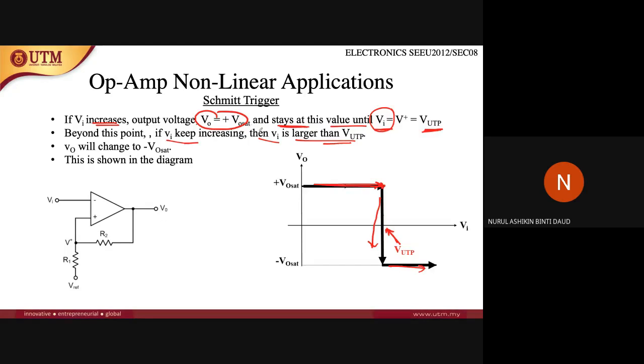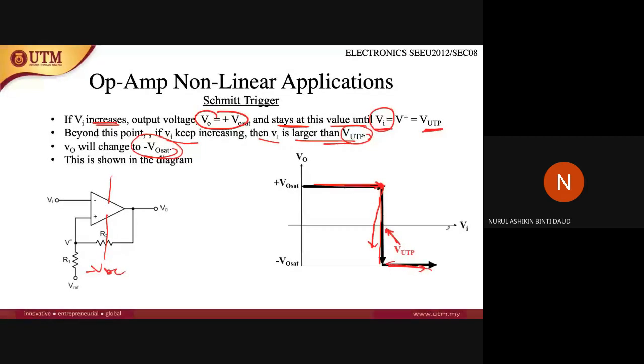Then VI is larger than VUTP, so VO will automatically change into the output saturation, the V minus, the DC minus value here, VO saturation. So for this value you will get this. Once the VI value is bigger than VUTP, it will drop and go to the VO saturation.